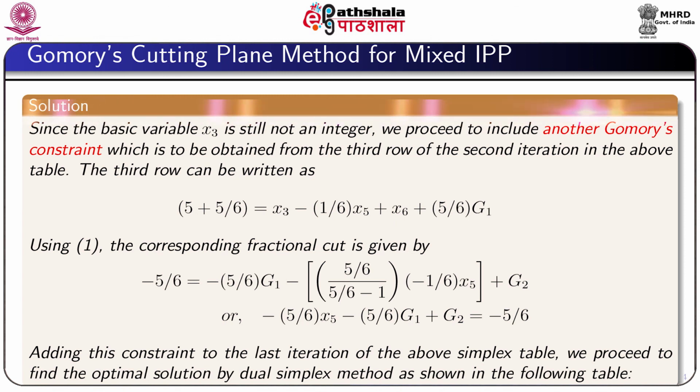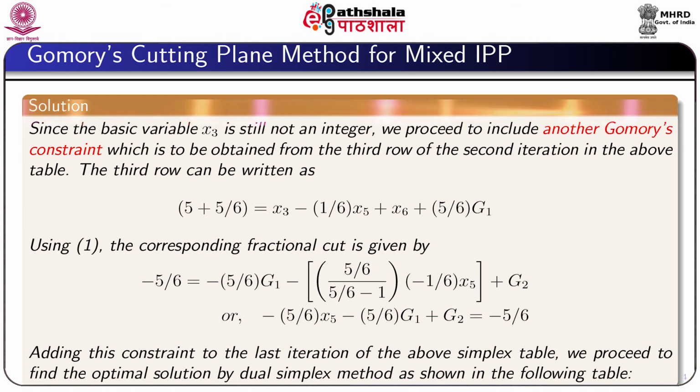And if we simplify it, we get minus 5 by 6 x 5 minus 5 by 6 g 1 plus g 2 equal to minus 5 by 6. One thing is to be noted here, that in constructing the Gomorian constraint here, we consider both negative and positive fractional parts.